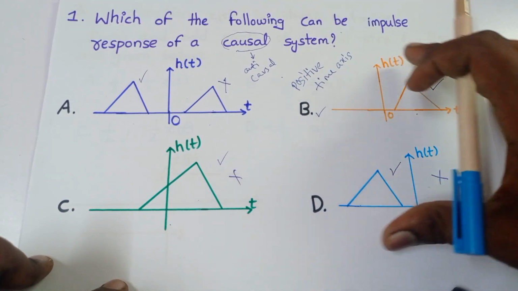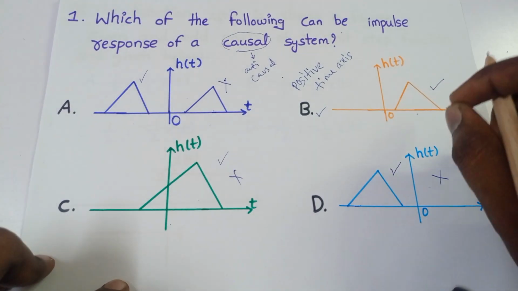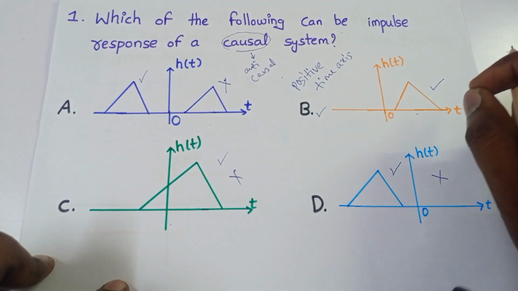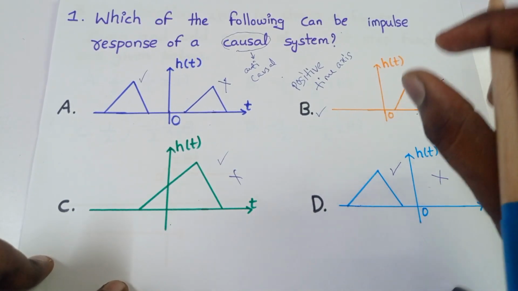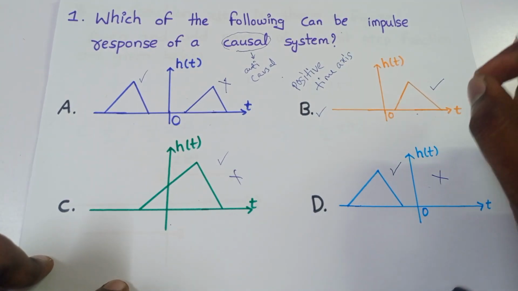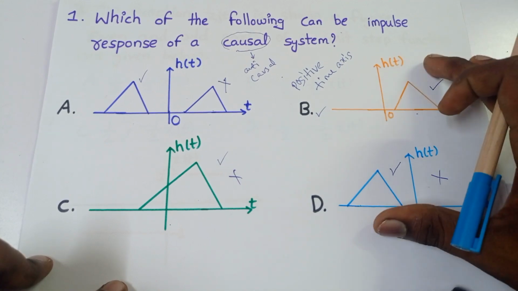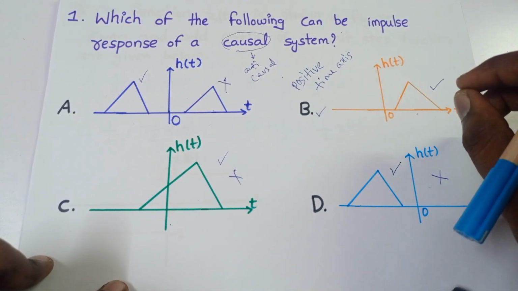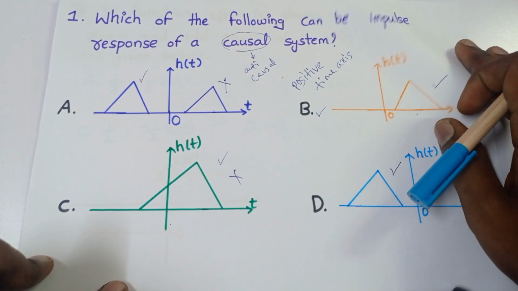Observe, here we covered 3 questions: causal, non-causal and anti-causal. Causal is present in only the positive time axis, non-causal is present in both positive and negative time axis, and anti-causal is present in only the negative time axis. This type of question we can solve within seconds and we can save time in GATE 2023.